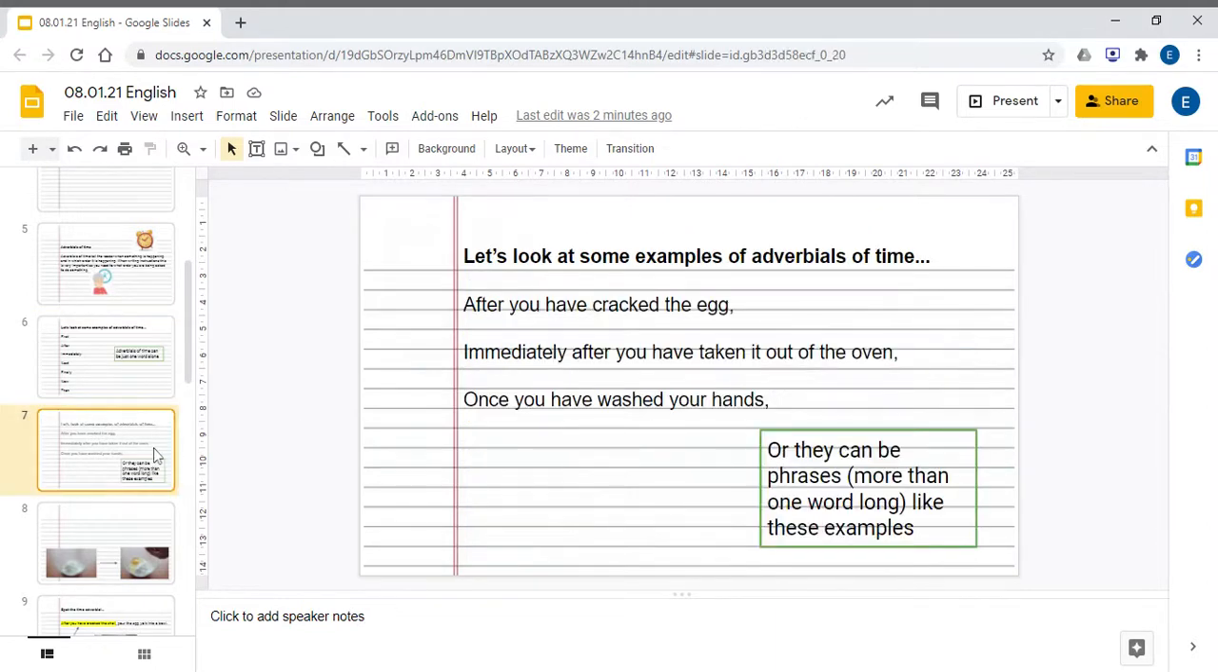However, they can also be phrases, so they can be more than one word long. So, for example, after you have cracked the egg. So, when we start to include phrases as our adverbials of time, this gives the reader more detail. Okay, so instead of just saying after, you can go that little bit further and explain after you have cracked the egg. Okay, so it just gives the reader a bit more detail.